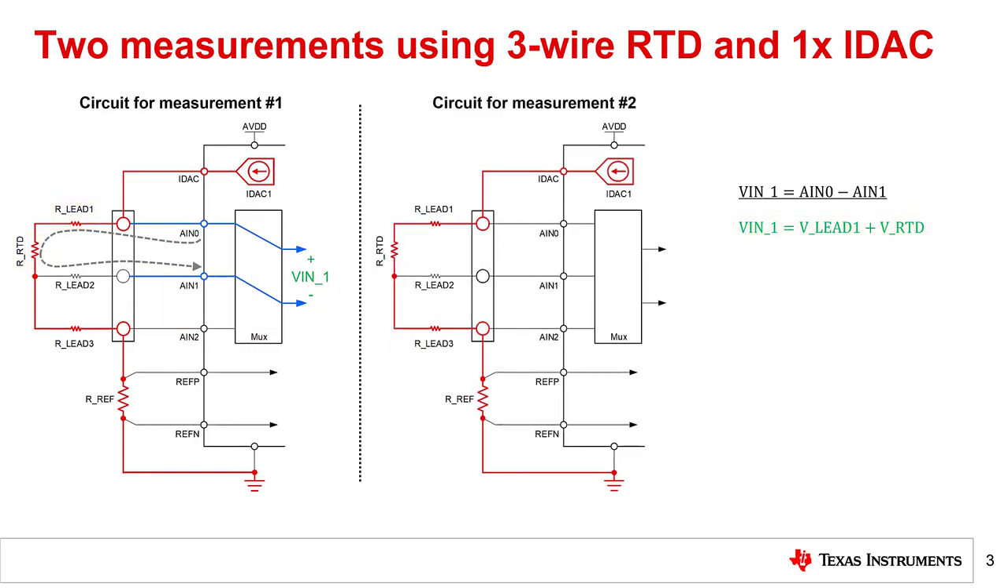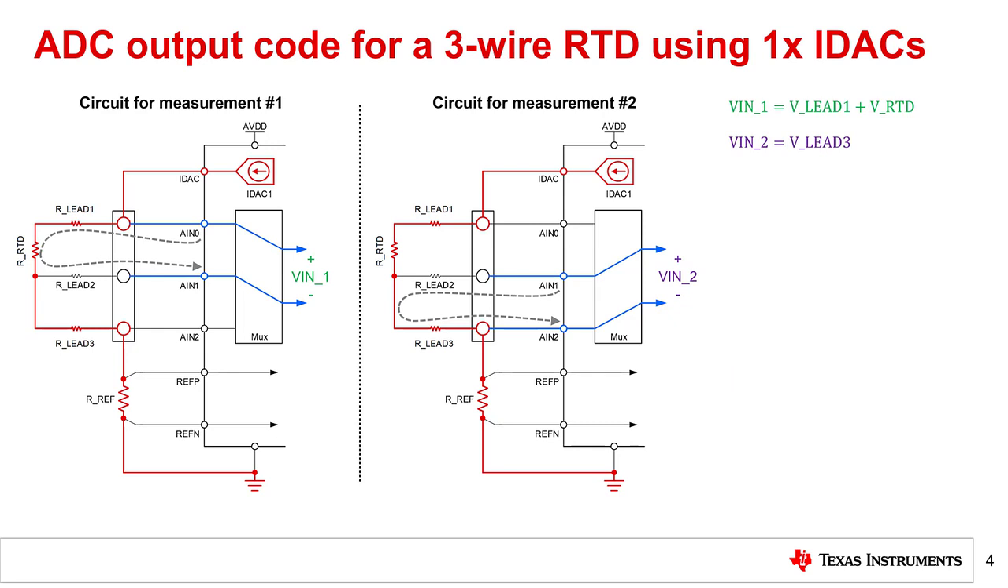The configuration for measurement 2 is shown in the middle of this slide. Note that the IDAC biasing is the same and therefore no changes need to be made to the circuit configuration. Instead, we just need to change the input path to measure the voltage between AN1 and AN2. The measurement path is shown in blue. As before, the measured voltage, VN2, is the difference between the voltage seen at AN1 and AN2. VN2 is given as V lead 3, which is just the voltage across R lead 3. Now, let's calculate the resulting ADC code.